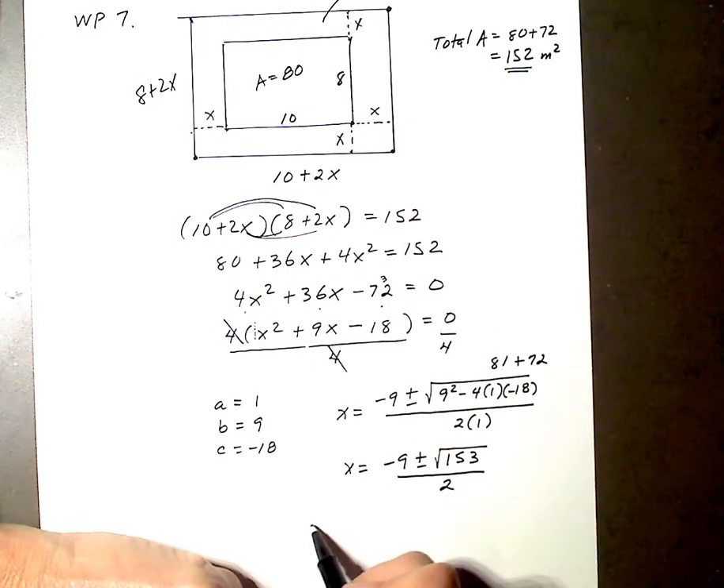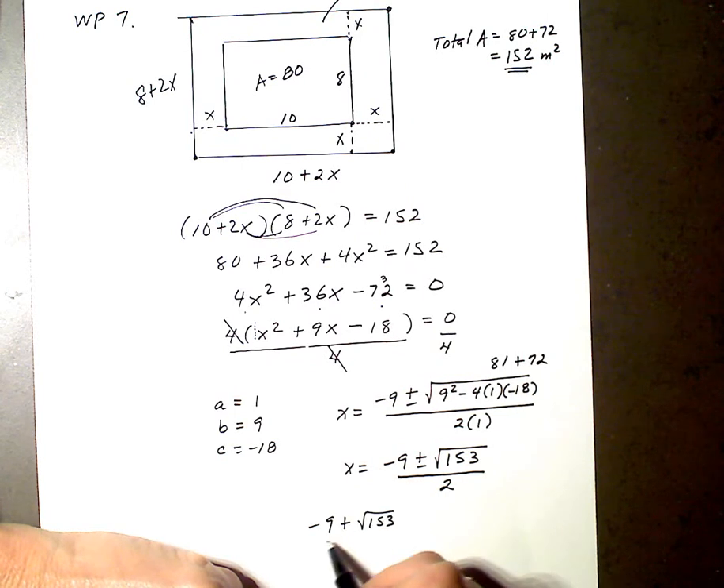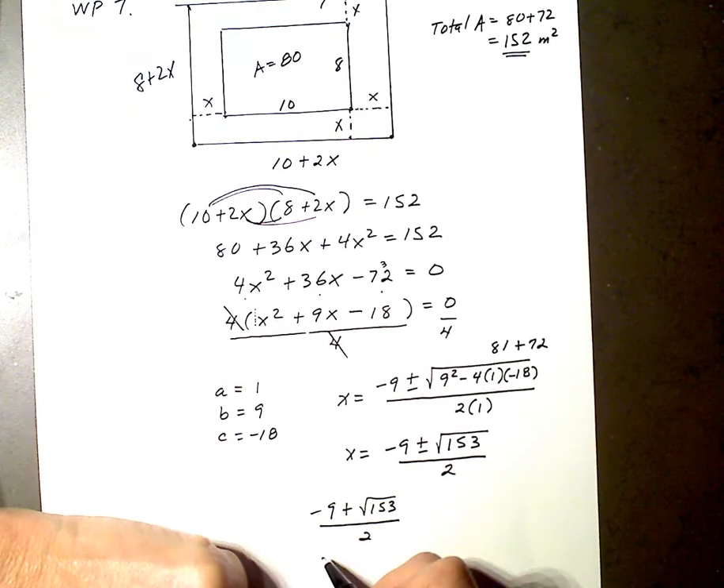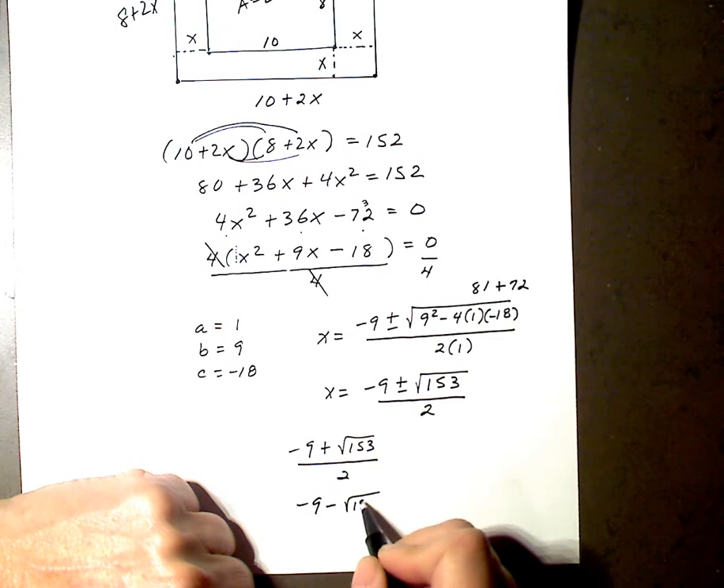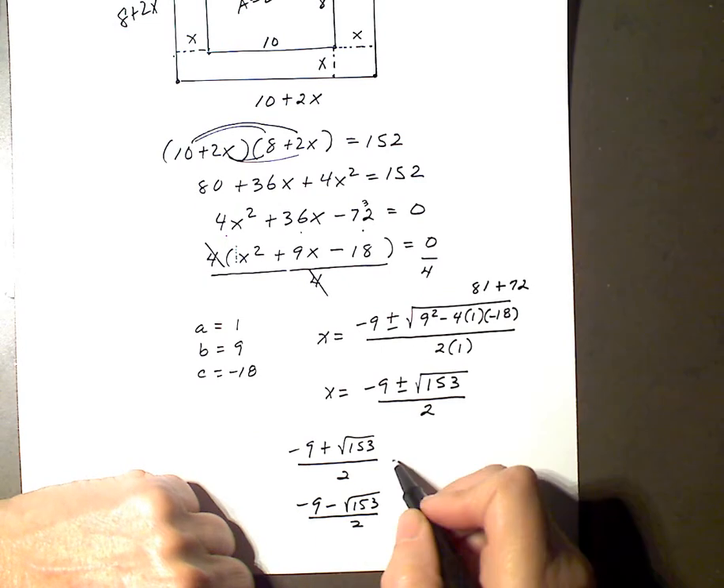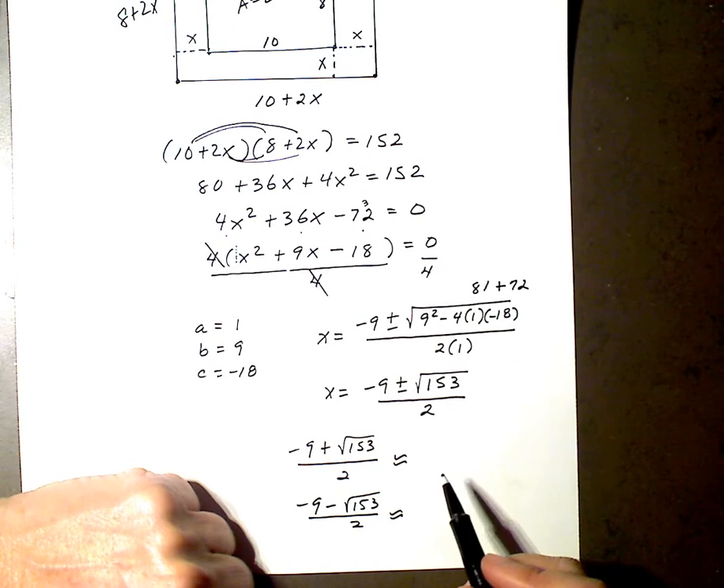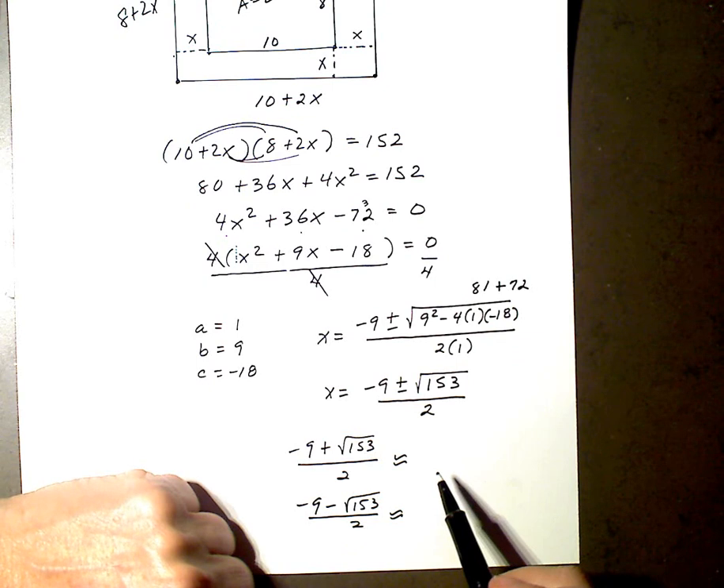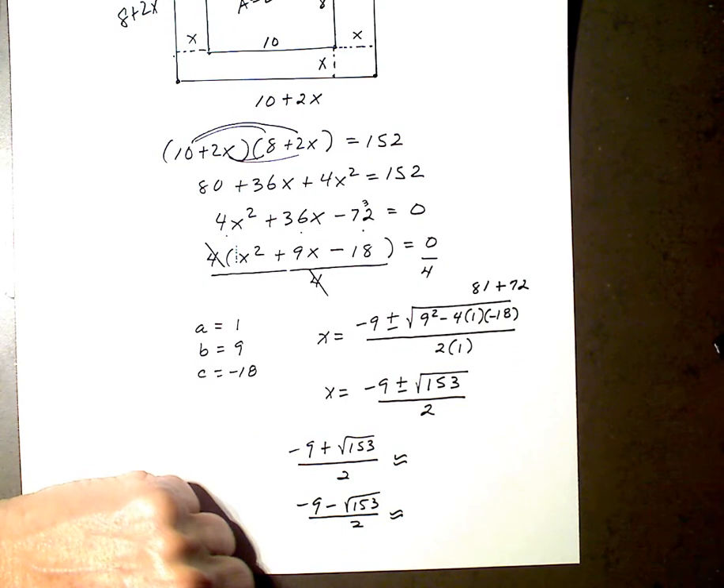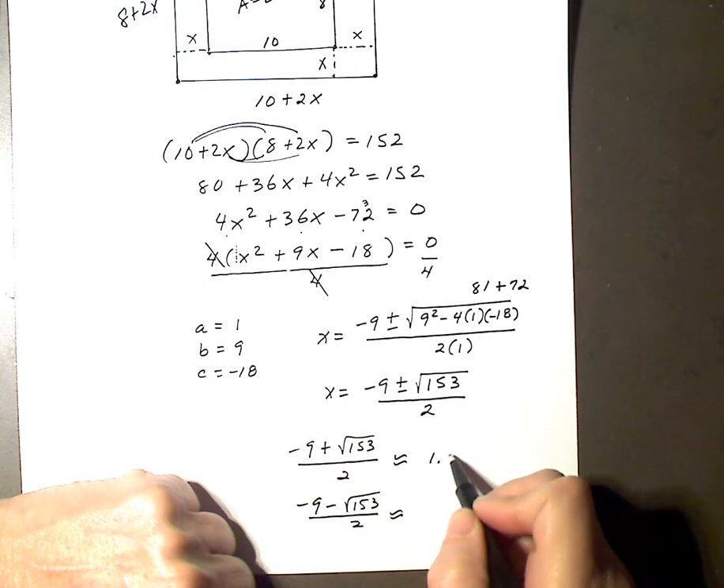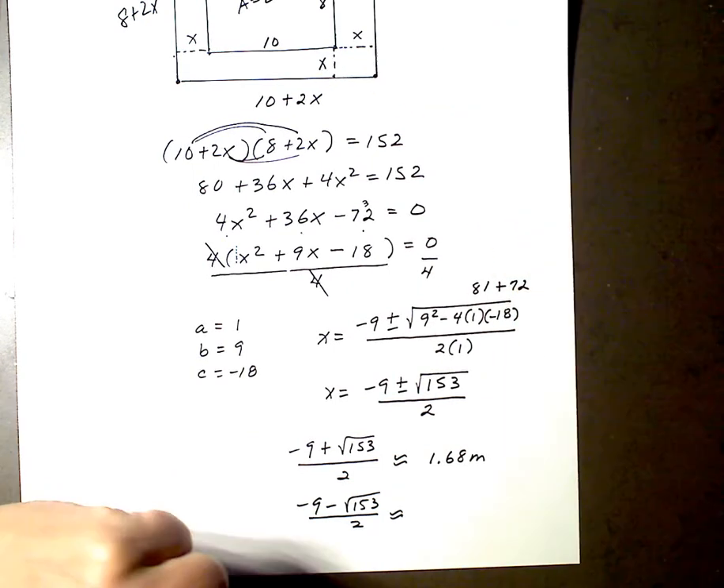So that's 2 answers, or 2 roots. That's negative 9 plus the square root of 153, all over 2. And it's also negative 9 minus the square root of 153, all over 2. So decimal approximations of these, I'm going to punch this into a calculator. Let's see, what do we get? We get 1.68, if I round to the nearest hundredth, meters. So that would say that this width of this deck is 1.68 meters.